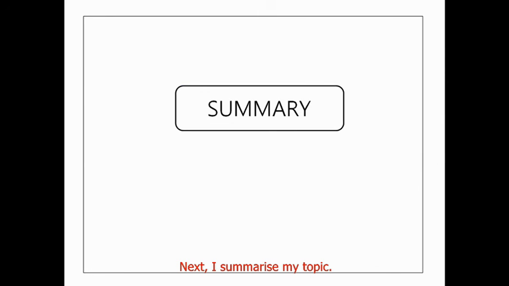Next, I summarize my topic. In this class, we saw about OLED. OLED is an organic light emitting diode. It is also a type of electronic device which emits light, and it consumes very little energy when compared to other devices. I hope you understand this lesson. Thank you.